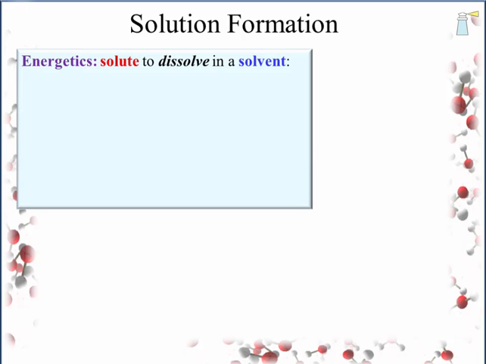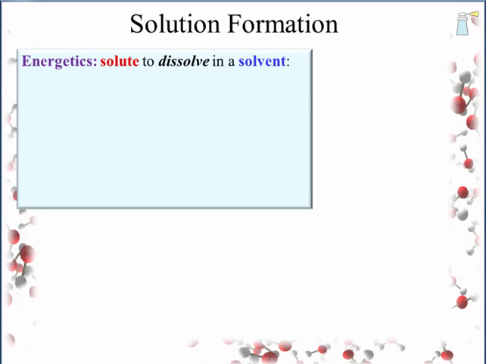Solution formation can be approached from a mechanical perspective using the lens of energetics. Favorable energetics has solutes dissolving in a solvent. Unfavorable energetics describes an insoluble solute. The energetics of a solution formation can be broken down into three parts. These parts are not a description of the actual formation of the solution, but rather a way to consider the costs and returns of creating a solution.